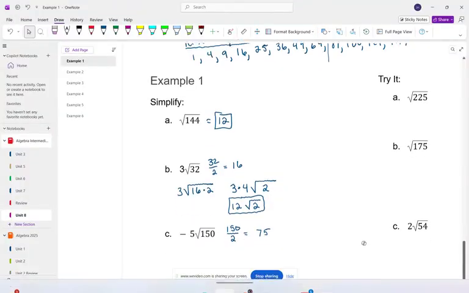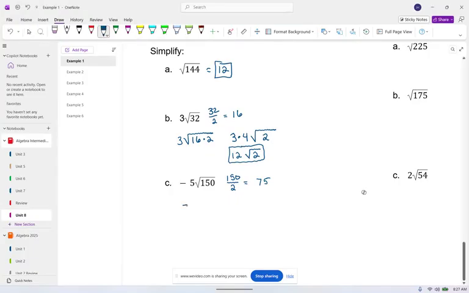So we'll come back over here. We'll rewrite this as negative 5 square root of 25 times 6. The square root of 25 is 5, and what's left underneath is that 6. So negative 5 times 5 is negative 25 root 6, and that's going to be my simplified form.